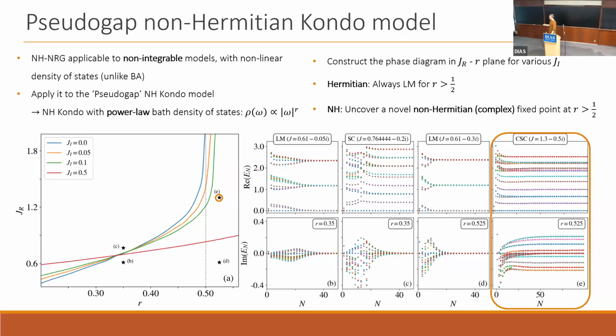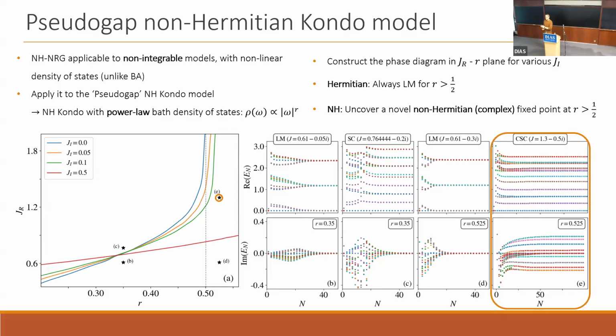What you can actually get is it's not quite the strong coupling regime. We're going to denote it the complex strong coupling regime, because what we have is something that looks like the strong coupling fixed point, but with some non-zero imaginary part. What we've actually observed is a completely non-Hermitian fixed point in the phase diagram. So in this non-integrable model, this pseudo-gap non-Hermitian Kondo model, we've uncovered this novel complex fixed point, something that hasn't really been seen before in these kinds of models.